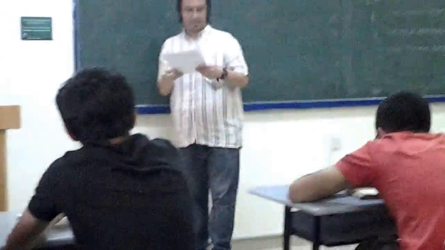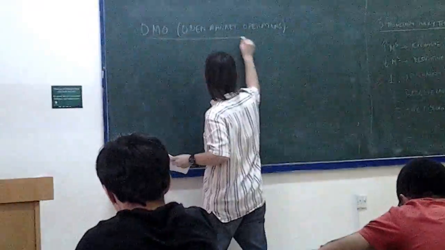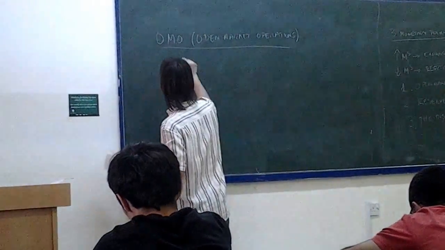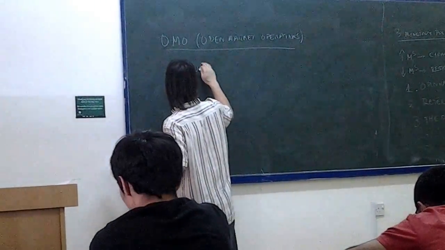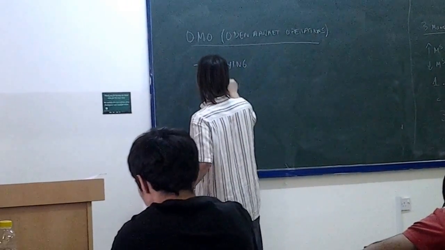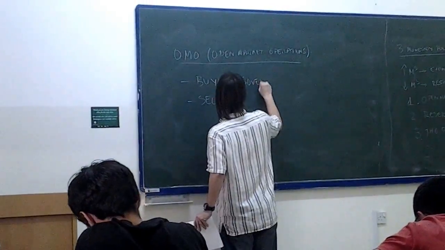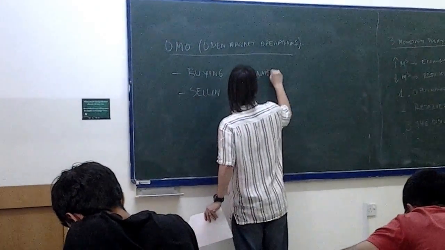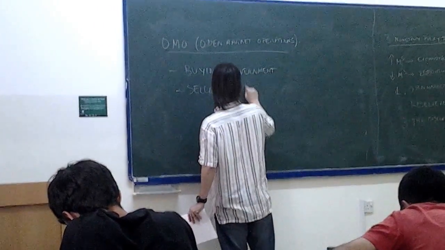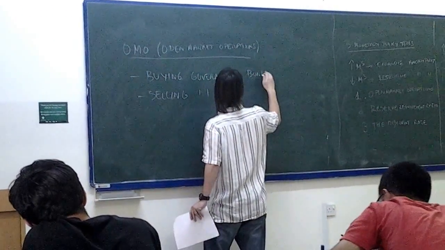Okay? And we have two possibilities. So, buying and selling, buying government bonds, selling government bonds. Okay?